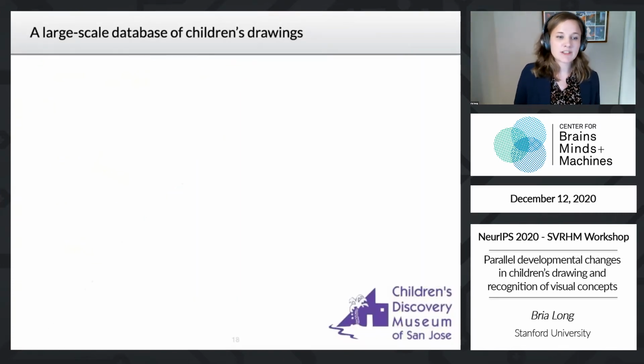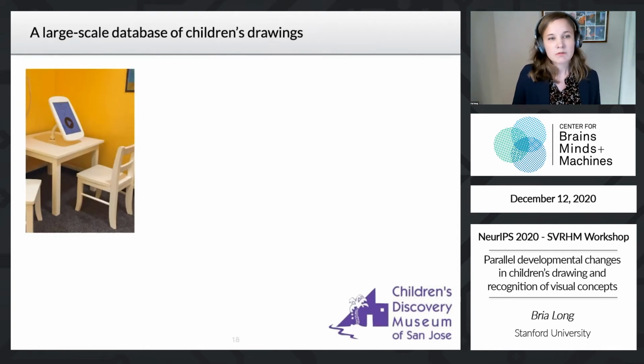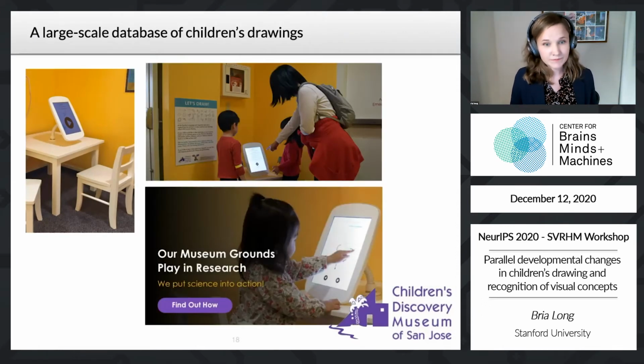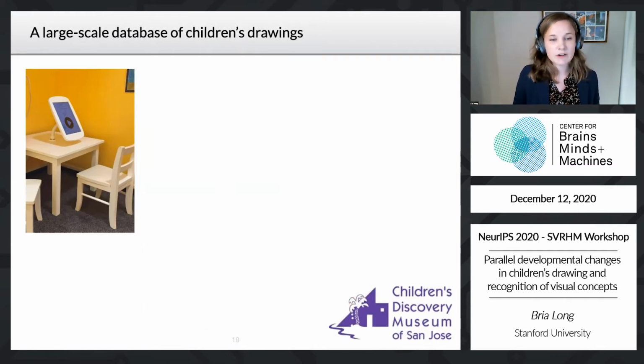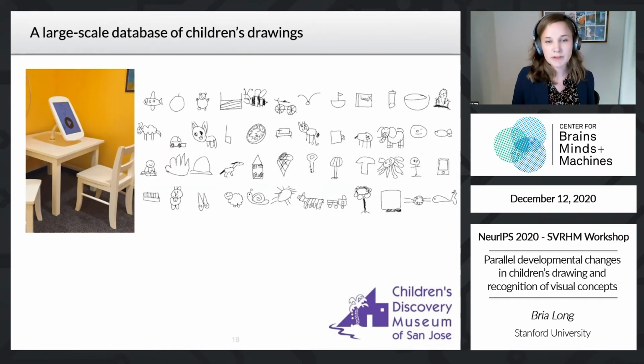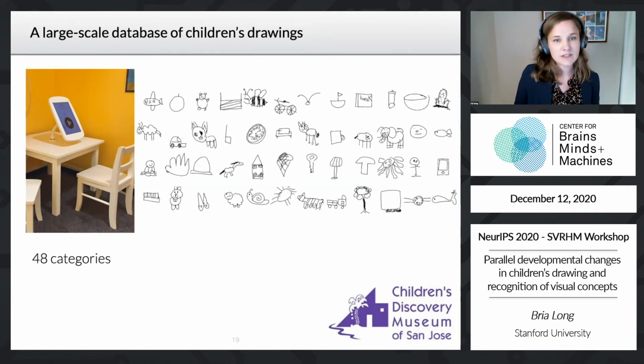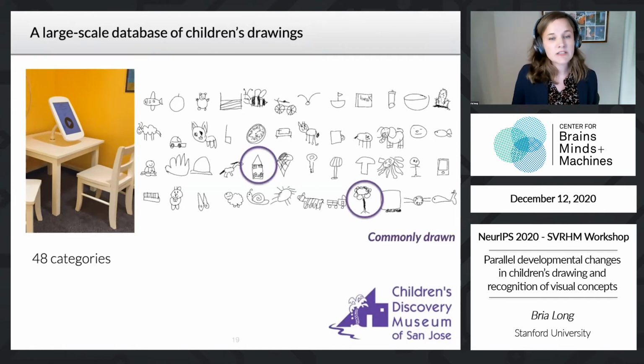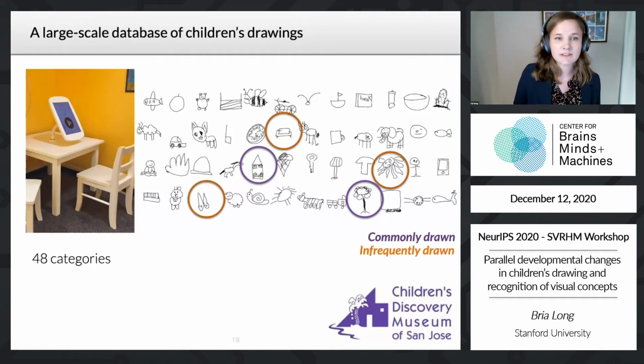Using this method, we installed a freestanding station in a San Jose Children's Discovery Museum, where children came and drew on their own. Doing so, we collected data from 48 different categories, including prompts for both commonly drawn categories, such as houses and trees, as well as infrequently drawn categories, such as scissors, couches, and octopus.